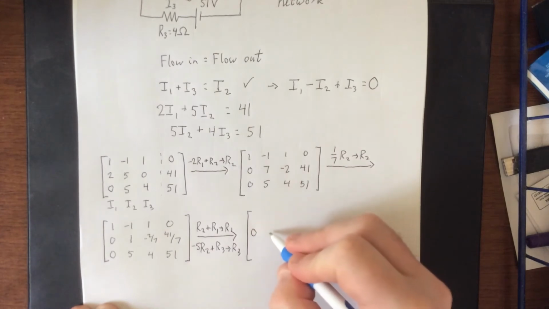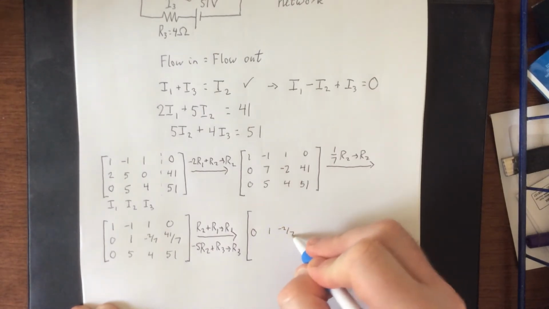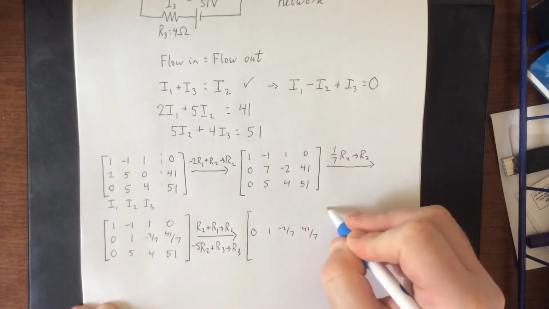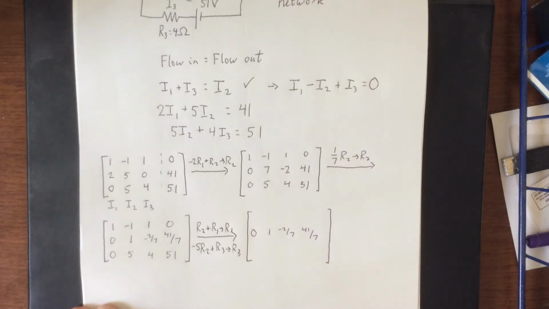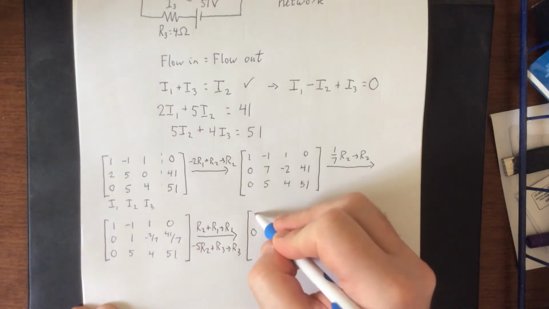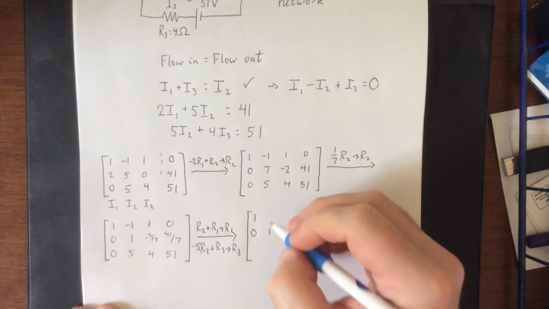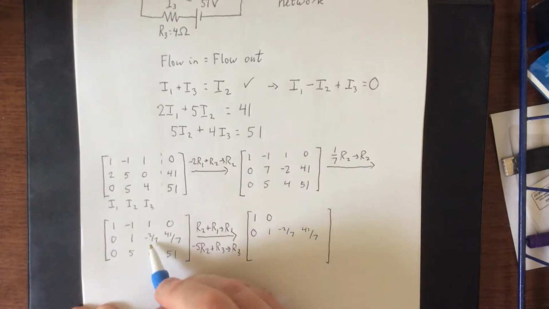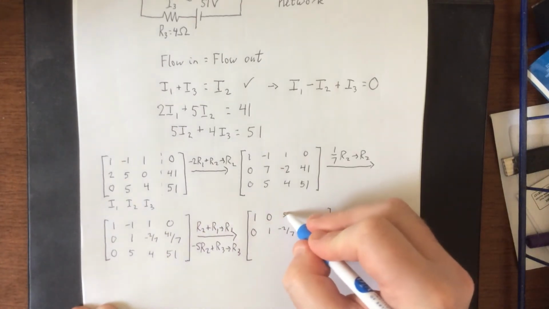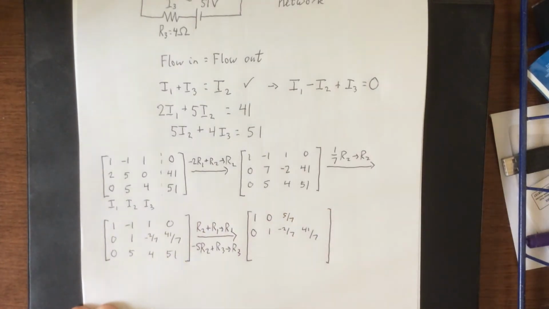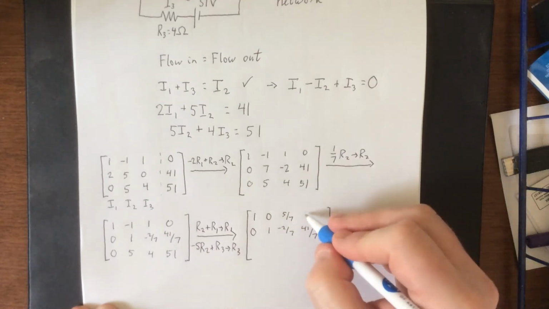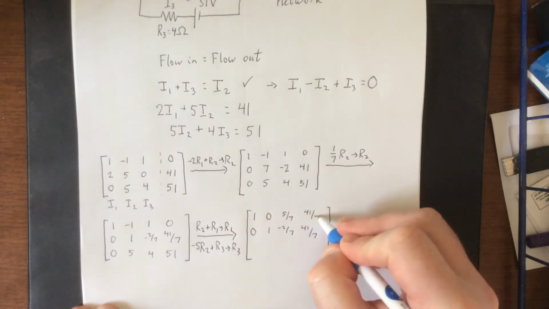So overall, second row is staying the same. And we'll take the second row and add it to the first row. So 0 plus 1, 1 plus -1, -2/7 plus 1, that'll be 5/7. And then we'll take 41/7 plus 0, that'll give us 41/7.